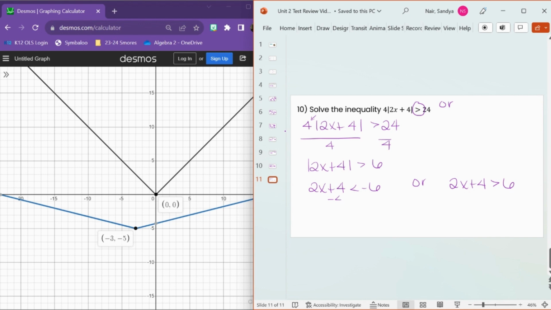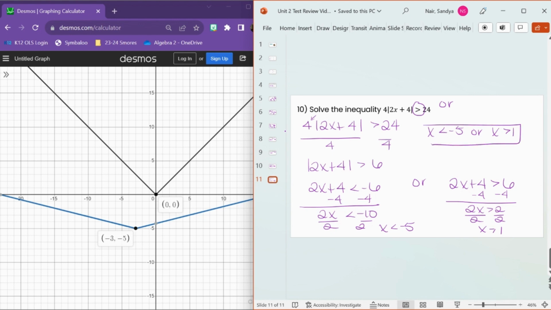Now to solve this, I can subtract 4 from both sides, because I'm going to work on getting x by itself. So I have 2x is less than negative 10. Then I divide both sides by 2, which gives me x is less than negative 5. Here I'm going to subtract 4 from both sides, and I get 2x is greater than 2. I divide both sides by 2 and I get x is greater than 1. Okay, so that's going to be my solution. x is less than negative 5 or x is greater than 1. And those are the two solutions to this inequality.